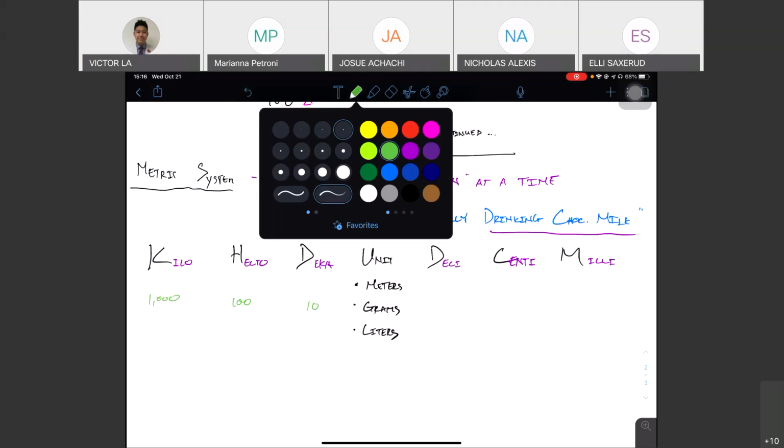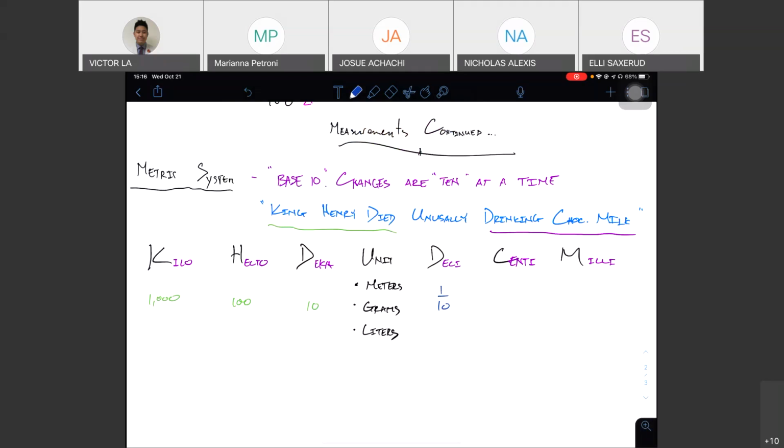Deci is 1/10. But remember how we took the time at the end of the decimal chapter, when I showed you what it means to be a fraction, decimal, or percentage. So you know that 1/10 is the same thing as saying 0.1. A centi is 1/100th, or the same thing as saying 0.01. A milli is 1/1000th, which is the same thing as saying 0.001.